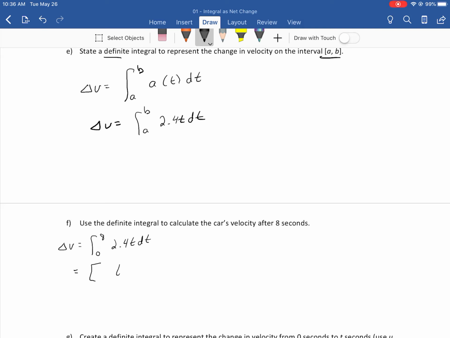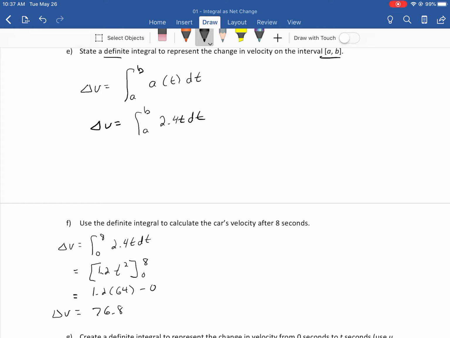And so I've got to find the antiderivative. Well, I need a t squared on the 2.4t. And I'm going to be multiplying 2 by whatever's out front to get 2.4, so I need a 1.2 out there. I'm evaluating that between 0 and 8 seconds. When I plug in 8, I get 1.2 times 64 minus 0. When I plug in 0, this delta v will be 1.2 times 64. I get 76.8. And again, that's the delta v.